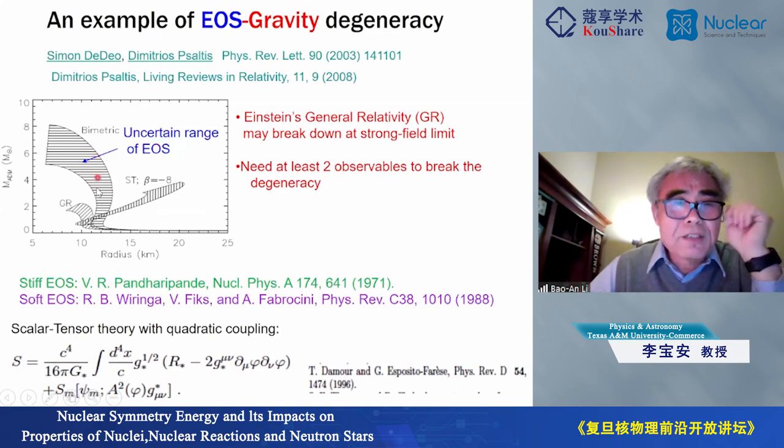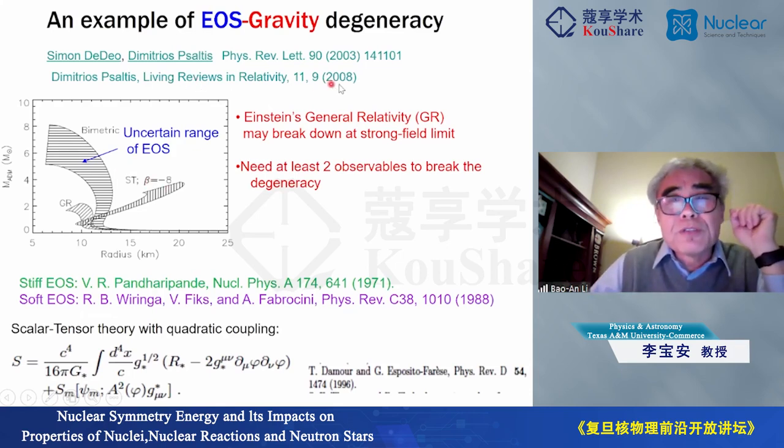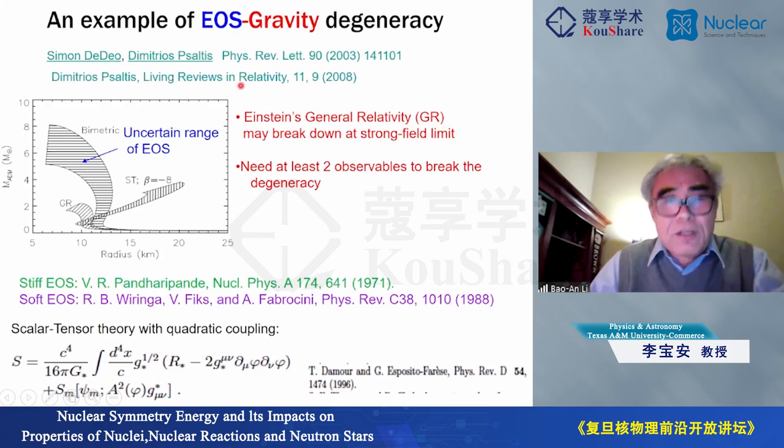This is mainly due to the uncertainty of the equation of state. But if you have an open mind to consider other gravitational theories, then you see that the uncertainty due to gravity is much larger than that due to the uncertainty of the equation of state. Well, this review in 2008 is very comprehensive, and has a lot of interesting information about different kinds of gravitational theories.